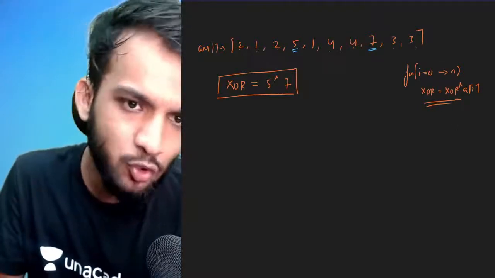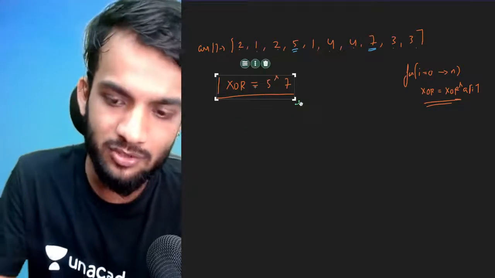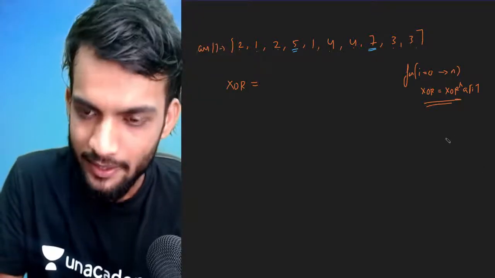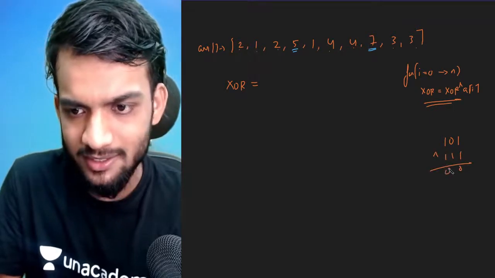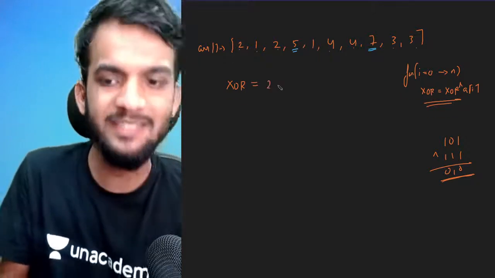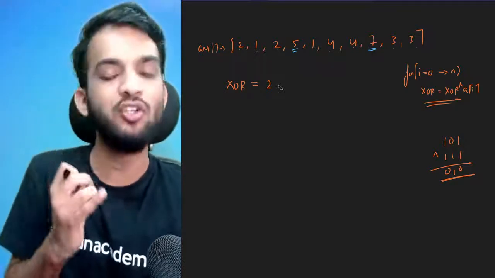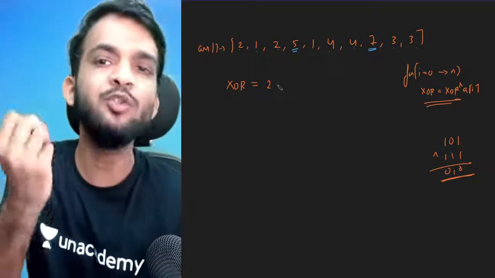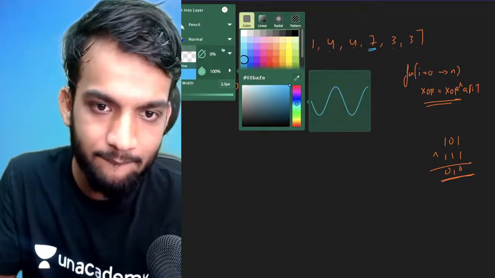So can I say the value that will stay is nothing but 5 XOR 7? How much is 5 XOR 7? It's 1 0 1 and 1 1 1. If you do a XOR, you'll get a 0, a 0 and a 1. So you'll get a 2. Can I say you'll get a 2? So you'll get the XOR value as 2. Once you have got the XOR value as 2, there is something to observe over here. Now if your XOR value is 2, that is this guy.